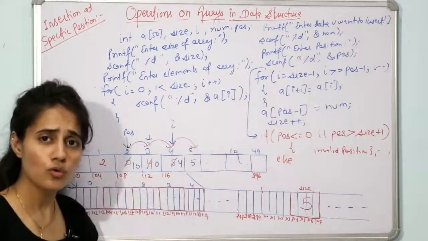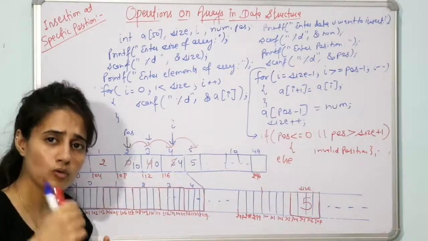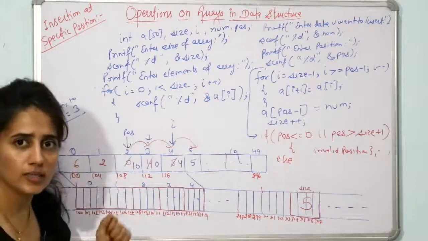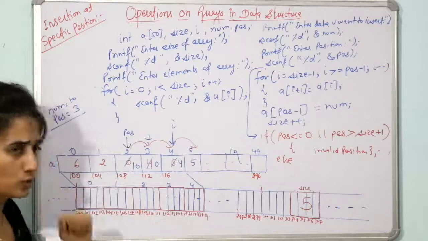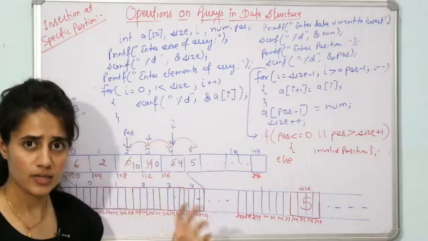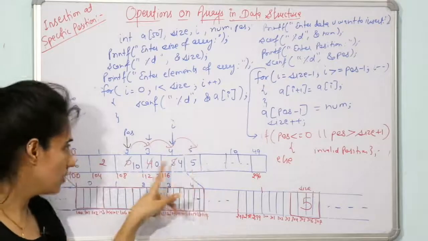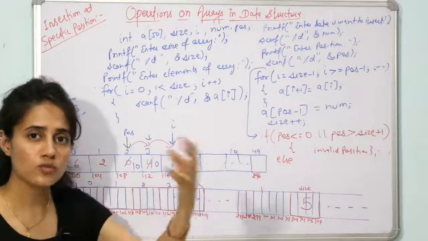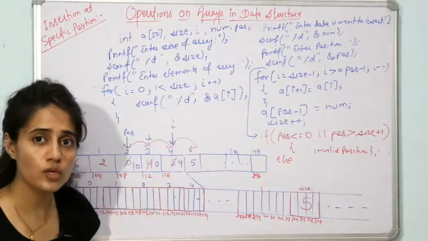But suppose you don't want to ask the user about the position, you know that you want to insert at the beginning only, at the 0th location or at the first position. You don't want to ask for the position with scanf like this. And the second case is you want to insert after all the data at the end of the array. You don't want to ask the user for the position. Then how will you do it?